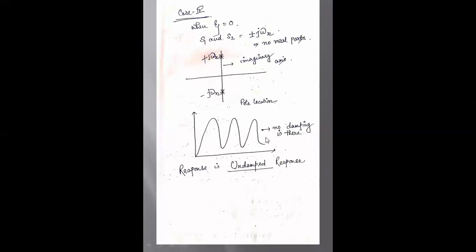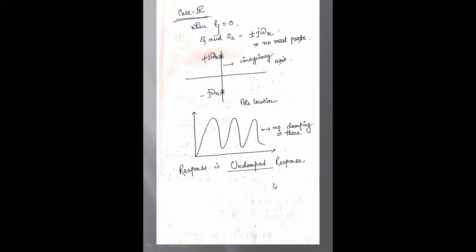Zeta equal to 0 means the damping ratio is 0, so there is no damping in the system. So the response is known as the undamped response. This is the undamped response when zeta equal to 0.